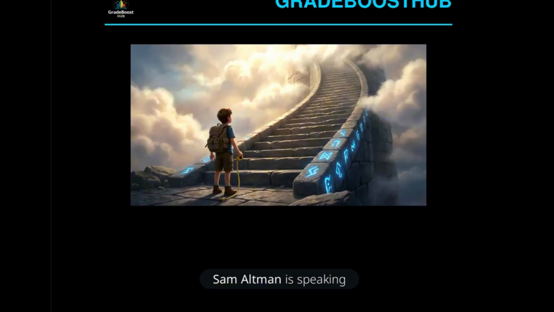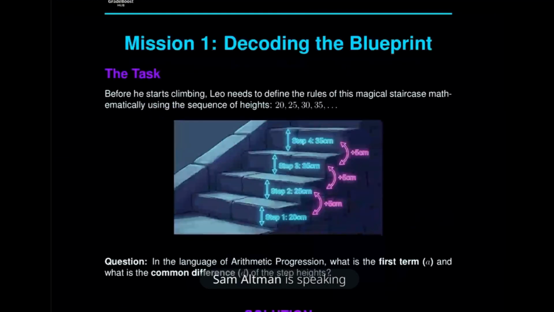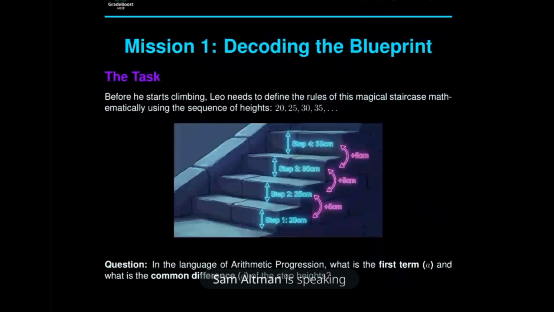So as you could see, if this is 5, the next step is 10, the next step is 15, the step is 20, and so on throughout the journey. Let's see Mission 1. Mission 1 is decoding the blueprint.